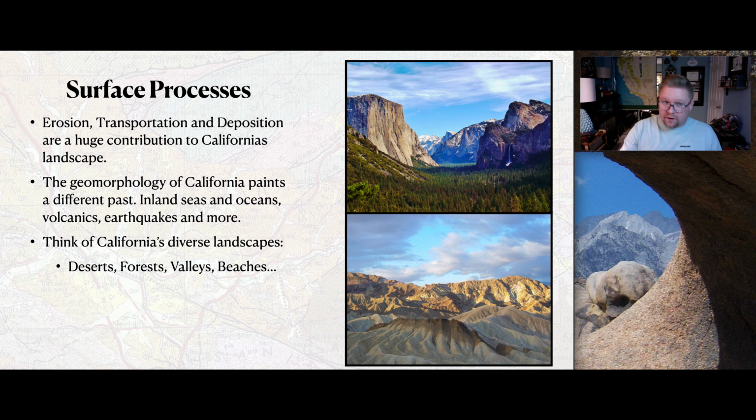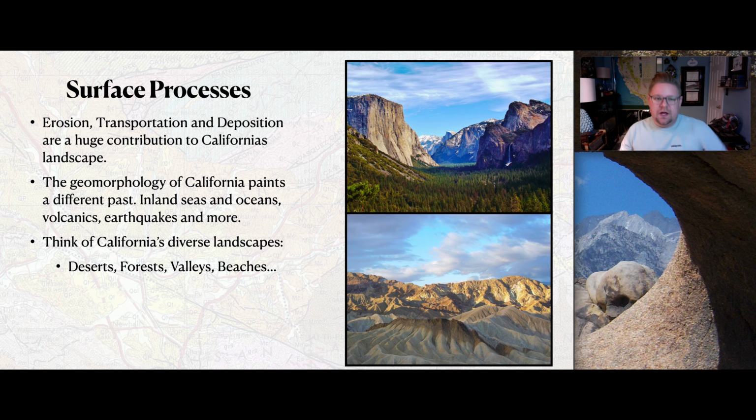Moving forward, let's talk about surface processes, which we'll spend some more time on later. Because of these three words, erosion, transportation, and deposition, those are huge contributions and game changers for California's landscape. Erosion, the process of breaking material apart, such as weathering. Then you transport that material and then you deposit it elsewhere.